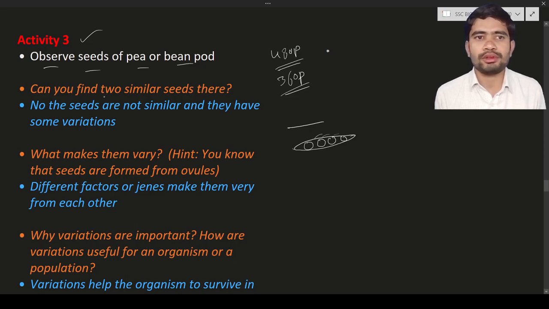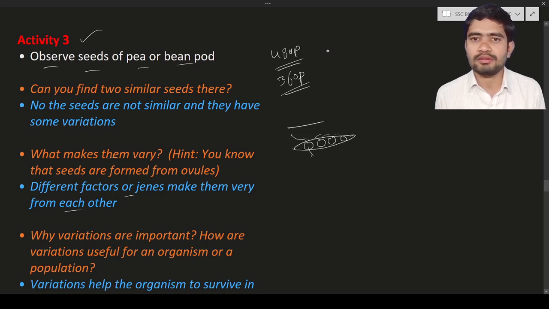Okay, so there are a few questions. The first question is, can you find two similar seeds there? Actually, you don't find similar seeds. Why? Because based upon the genes or traits which are passed into the seeds, they may be different, not similar. What makes them vary, meaning differ? Why is one different from the other? Because of different factors or genes. Different factors or genes make them vary from each other.